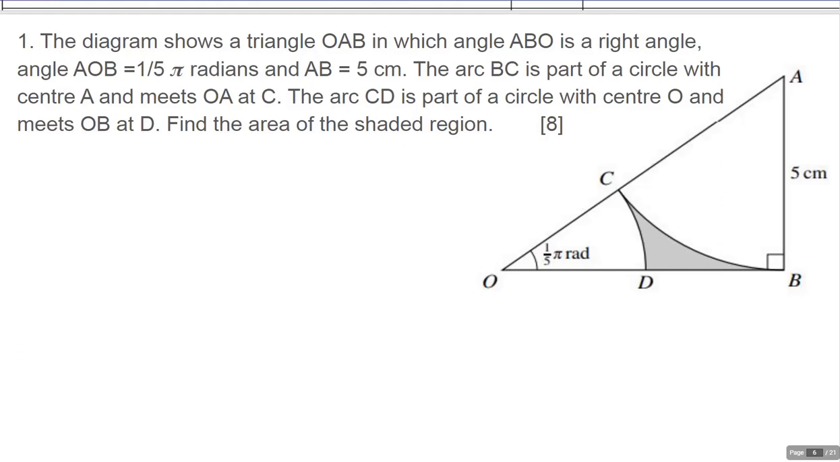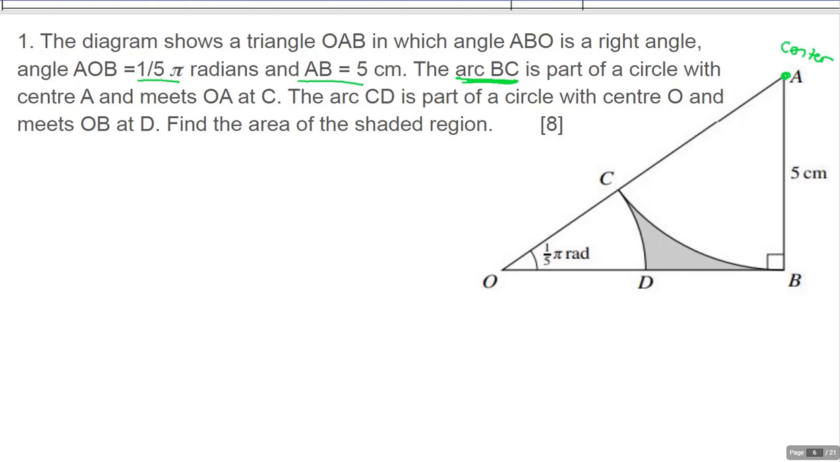What do they want to know? We got a diagram. It's got a triangle. We know it's a right triangle. We also know that this angle is 1/5 pi radians. We also know that AB is 5. The arc BC. Now notice how this arc BC is part of a circle with center A. See, this is a center point.